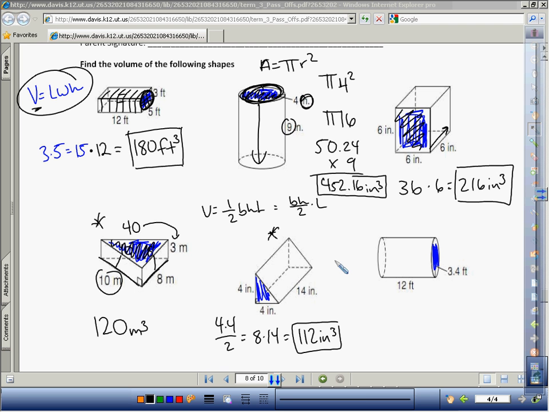Awesome. All right, I'm going to leave the last one to you guys. Just remember that you need to square the radius, times it by pi, times it by 12, and you should have that. Okay, that's it.